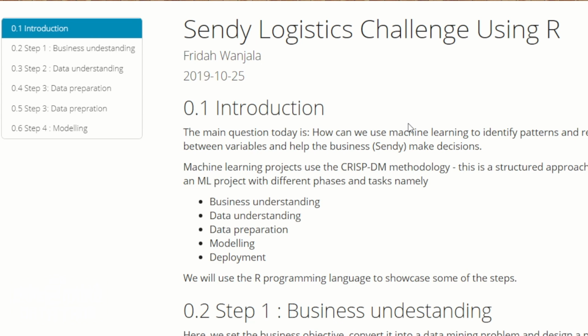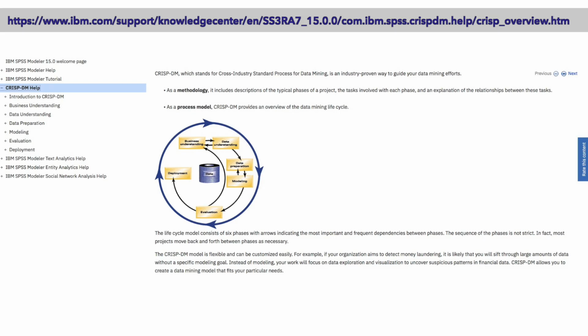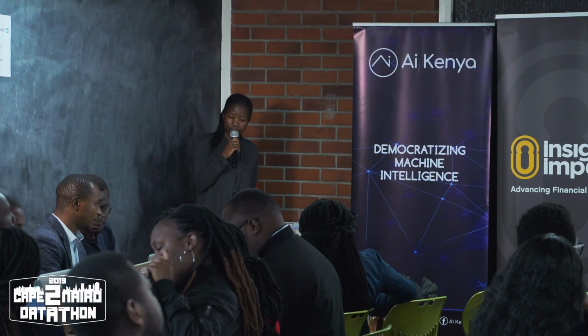Machine learning projects, most people use something called CRISP-DM methodology, which is a structured approach to planning an ML project, and it has different phases. The main ones are understand the business problem, understand the data, prepare the data, model the data, and then deploy the model. I'll be talking through each of these steps today, and I'll be using the R programming language to showcase how to achieve each of these things.